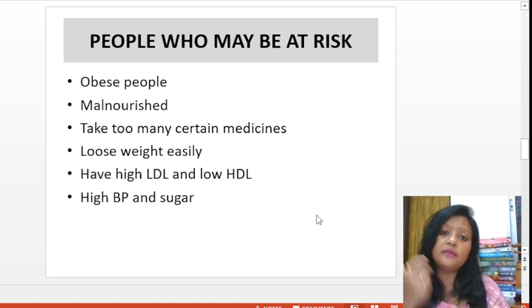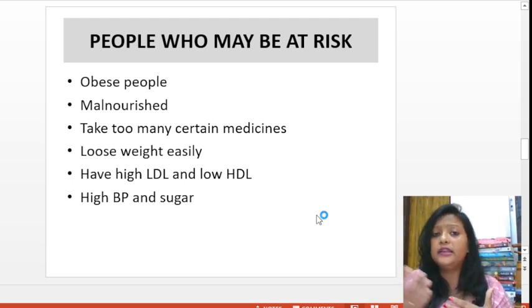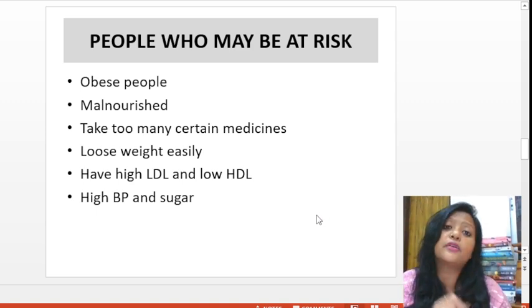Now there are some people who have high LDL. LDL and HDL are types of cholesterol. So if you have high LDL and low HDL, then it will lead to fatty liver, because HDL is a good cholesterol, and LDL is a bad cholesterol.